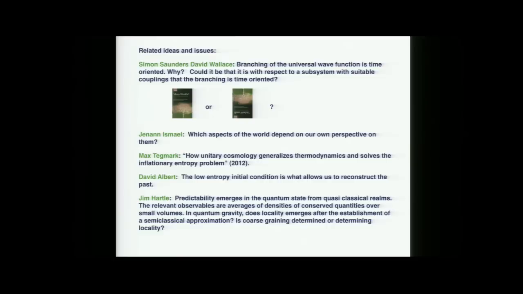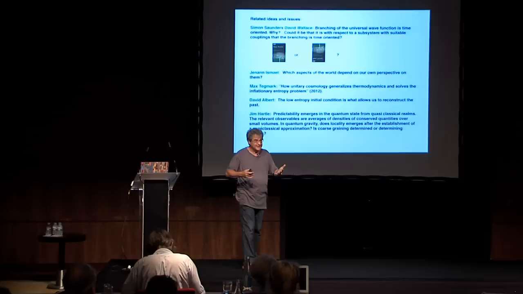And Jim has a way of thinking about a quantum system in which there is no a priori predictivity, and the predictivity comes in because there are quasi-classical domains around. This is all the work that has been developed with Gell-Mann.